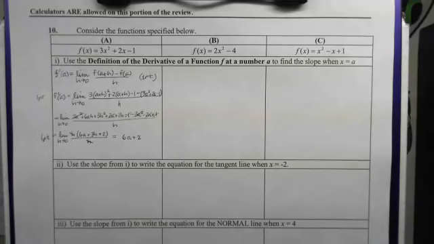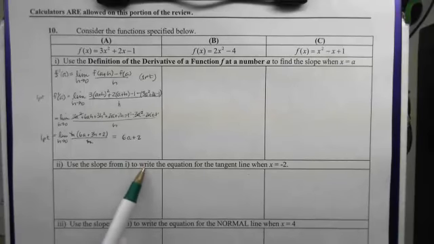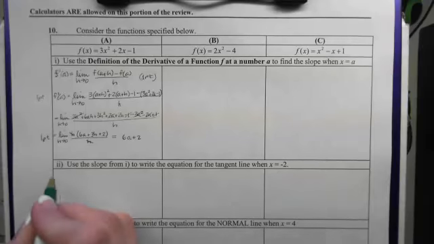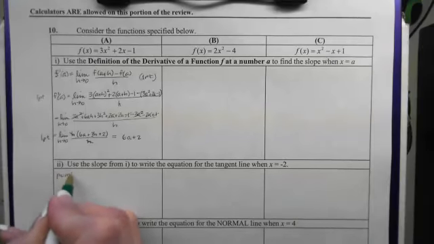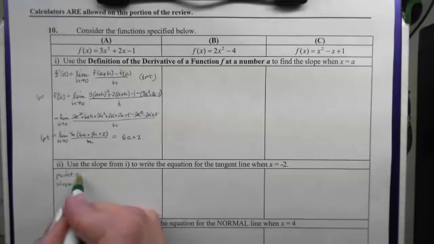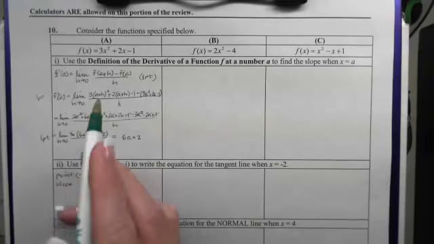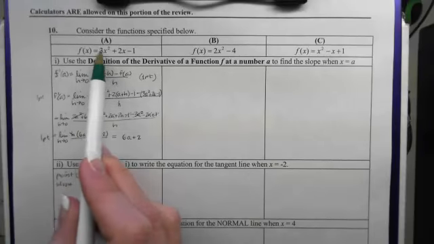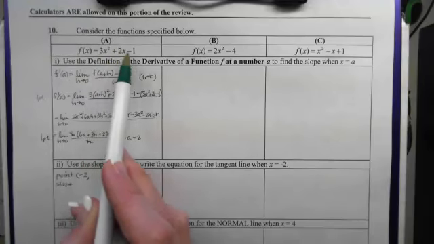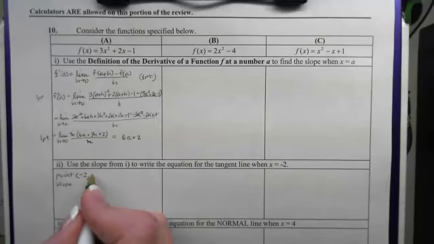The second part says we want to use the slope that we just found to write the equation of a tangent line when x is negative 2. So in order to write the equation of a tangent line, we need a point and we need a slope. The point comes from taking the x coordinate and then plugging it into the function. So we'd have 3 times 4 is 12, minus 4 is 8, minus 1 gives us 7.